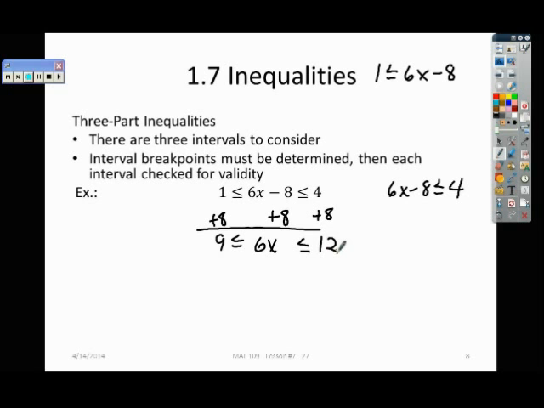Okay. I'm trying to solve for x, so I need to get 1x, not 6x. How do you get 1x? Divide by 6. But if I divide that by 6, I have to divide the others by 6.